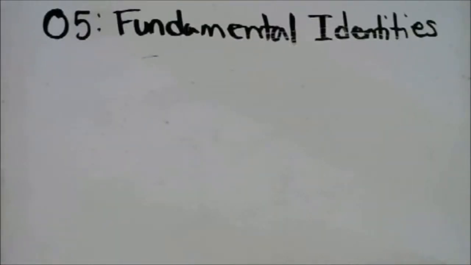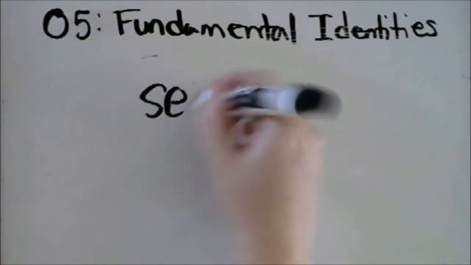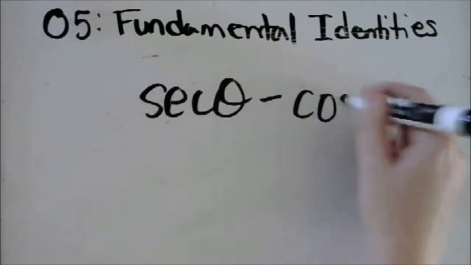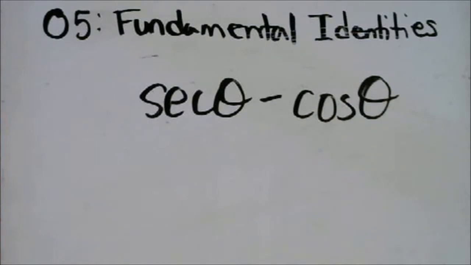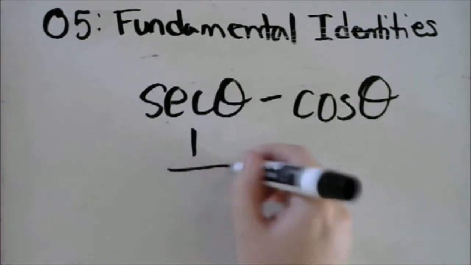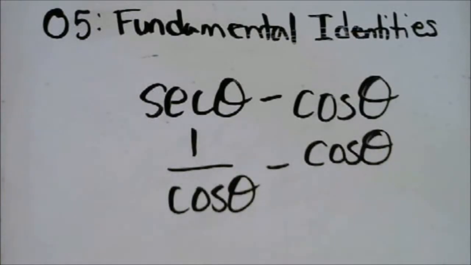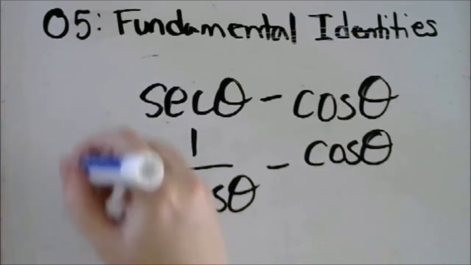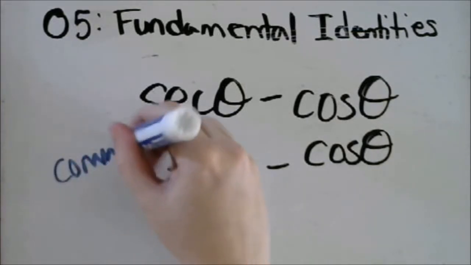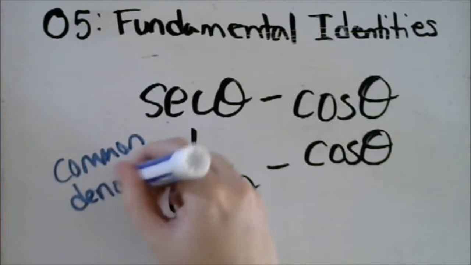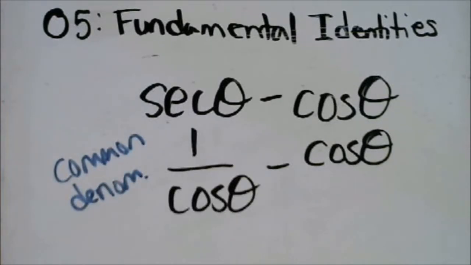The next expression that we'll simplify is secant theta minus cosine theta. To simplify this expression, we're again going to use our reciprocal identity on secant. And then we need to pull out the first of our strategies. One of the strategies we're going to be using in this objective is to get a common denominator. We need a common denominator in order to simplify this expression.